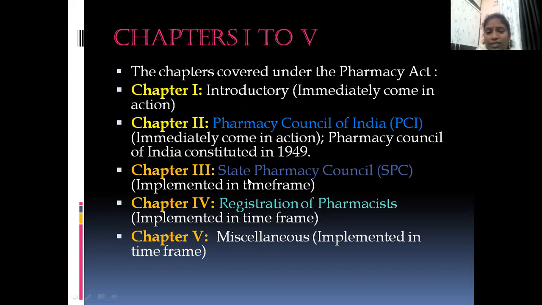Chapter 3 covers the State Pharmacy Council and the Joint Pharmacy Council. Chapter 4 is the registration of the pharmacist: what the first register is and how to give certificates to registered pharmacists is discussed in chapter 4. And chapter 5 is miscellaneous, like education regulations; all those things are discussed in chapter 5.